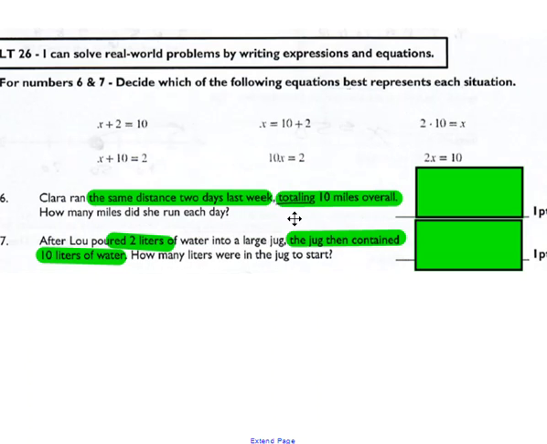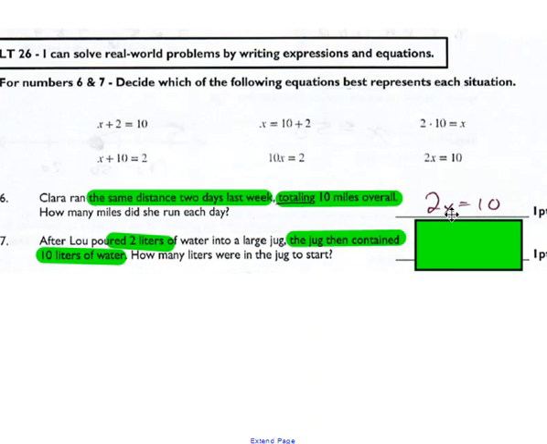So number 6: Clara ran the same distance 2 days last week, totaling 10 miles overall. How many miles did she run each day? Here's your 2. She ran the same distance 2 days. We don't know what she ran though. So we want to think of this one with this kind of approach. She ran a certain distance each day for 2 days, and if we multiply that by 2, it would equal what she ran total. So there's kind of a hint for your equal sign. It will equal 10.